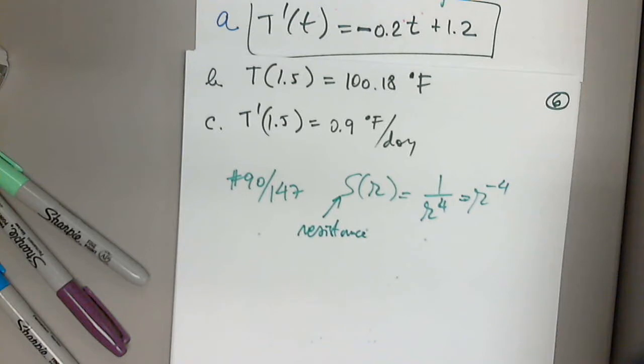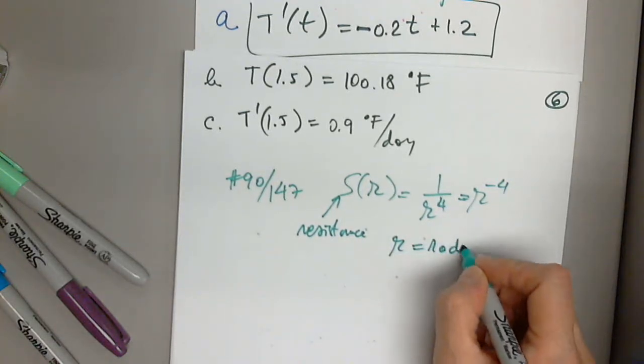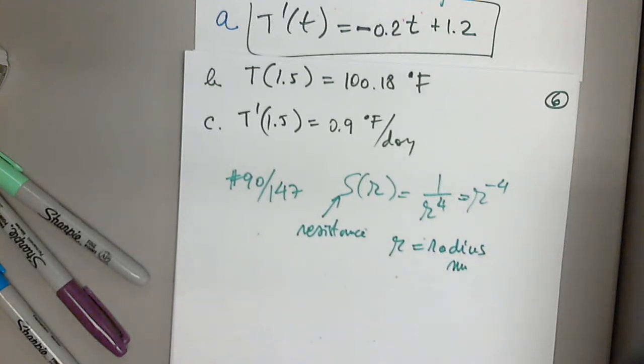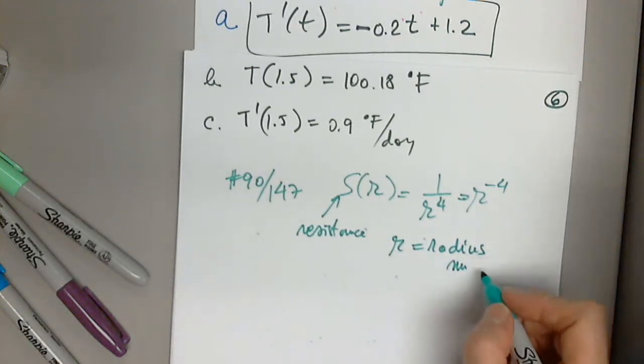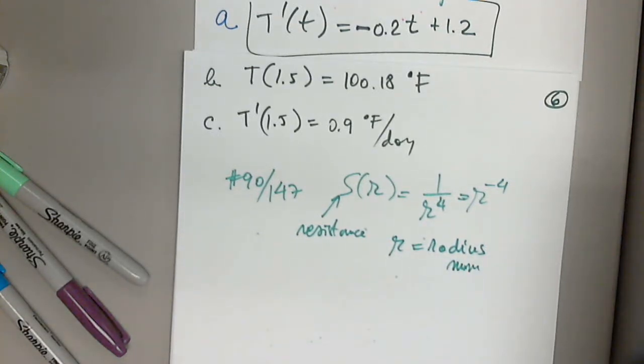Perfect. Blood vessel that has a radius R. R radius, in millimeters. Good. Part A. Find the rate of change of resistance with respect to R, the radius of the blood vessel.